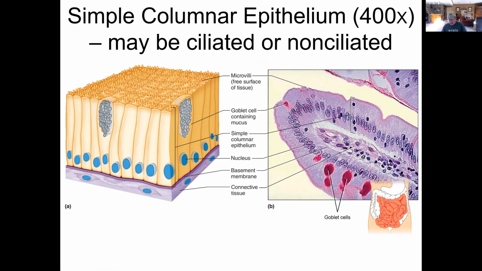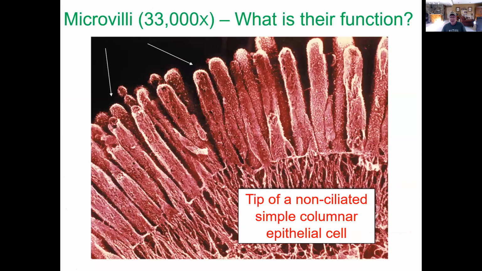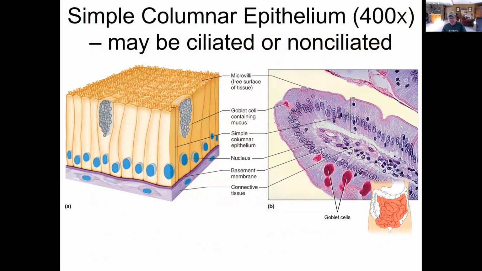Let me see if this next slide shows the microvilli. Yeah, so here we see, magnified 33,000 times with an electron microscope, on the tip of one simple columnar cell, the presence of hundreds and hundreds, if not thousands, of microvilli. Pretty amazing structures.